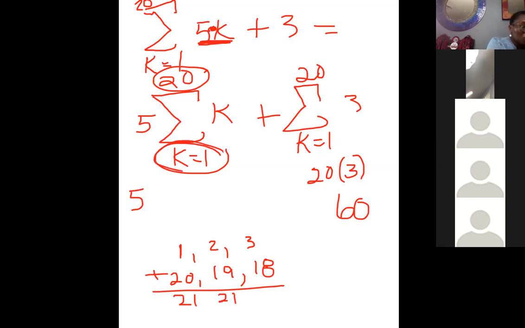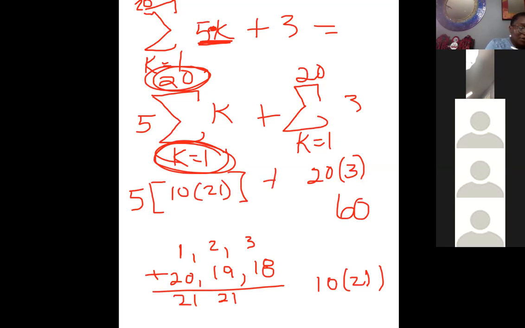Since we're going from 1 up to 20, we would create 10 pairs of 21, guys. 10 pairs of 21. So here you would do 10 times 21, okay? And then add all of this to it. So 10 times 21 gives you 210.